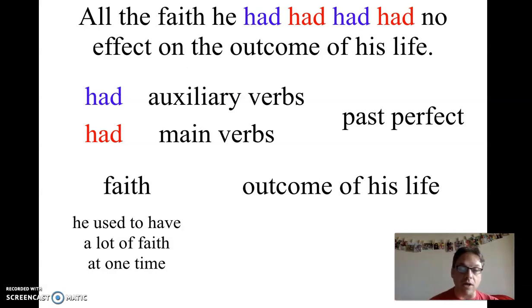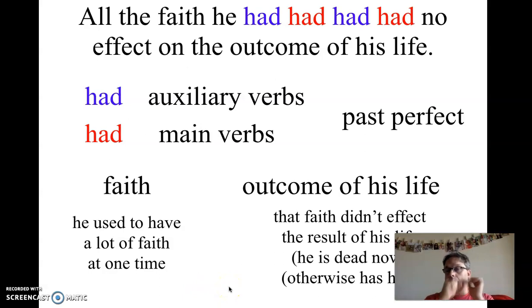Let's move on to the outcome of his life. Excuse me, the outcome of his life is related to the fact that the faith didn't affect the result of his life, right? What would the result of your life be? Well, it would be when your life is over, right? When we can say, this is the result of your life because your life is now over. This person is dead now. Maybe we're talking about a historical figure, someone important in history, the history of a country or something.